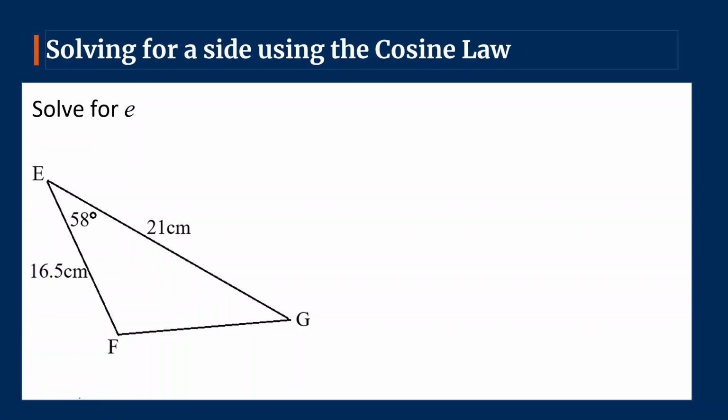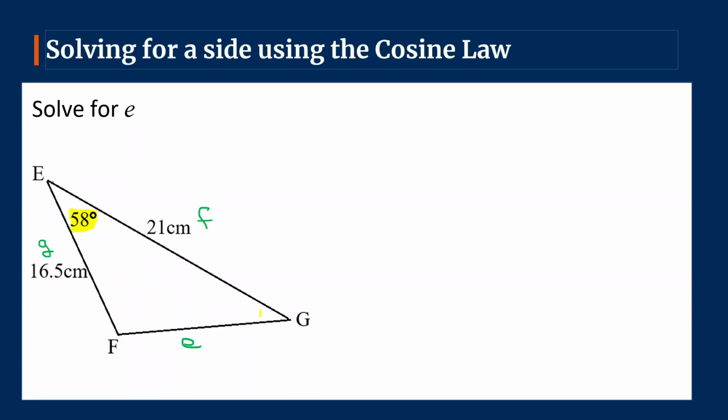You always want a starting point, right? Start there, label the angles, label the sides. This is angle E, so over here is side E. This is angle F, so this is side F. And this is angle G, so boom. So I do know one and only one angle. I know angle E, but I don't know what side E is.